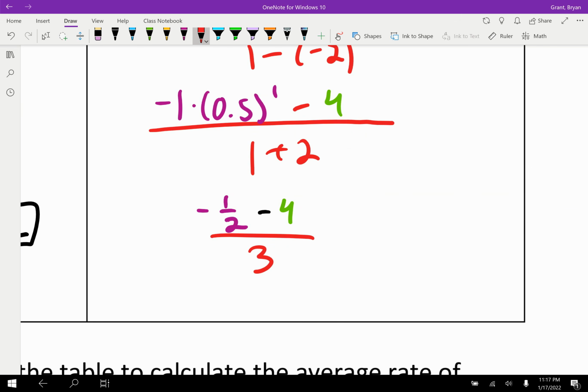All right. Well, there's a few different ways to think about this. I'll give you one way, maybe the way that I like to do it most. This is a cool trick here: dividing by 3 is the same thing as taking 1/3 of everything in the top of the fraction. So I'm going to go ahead and say 1/3 of negative 1/2 minus 4.